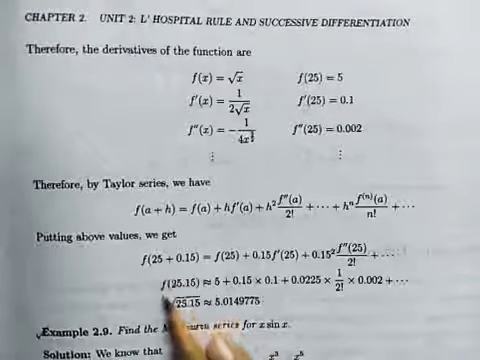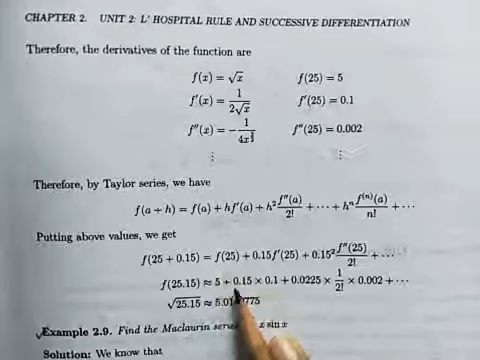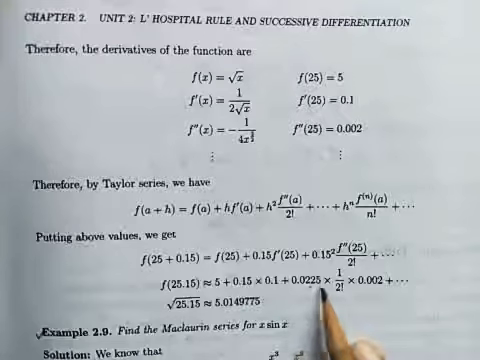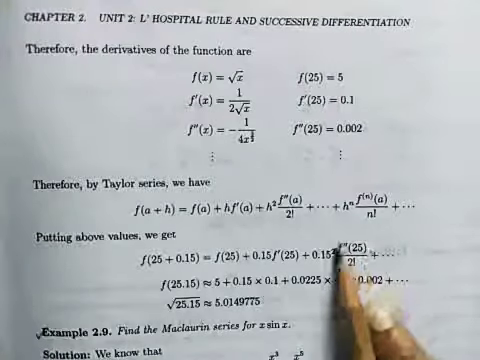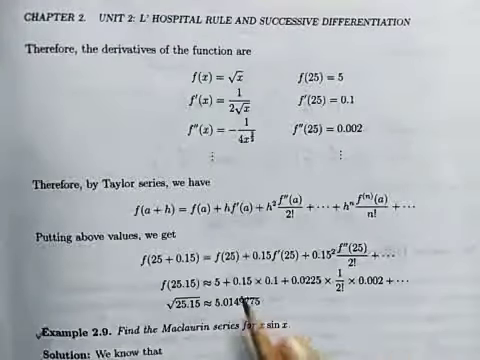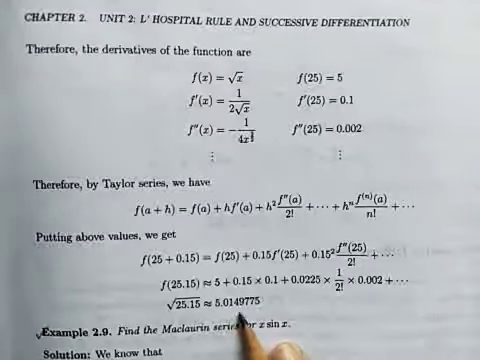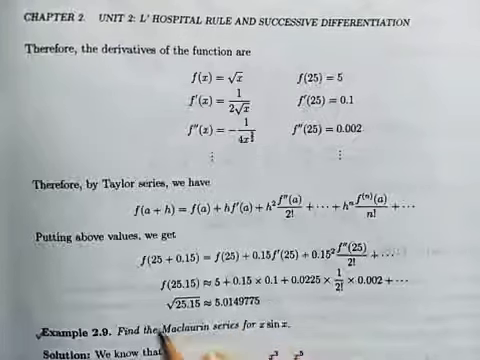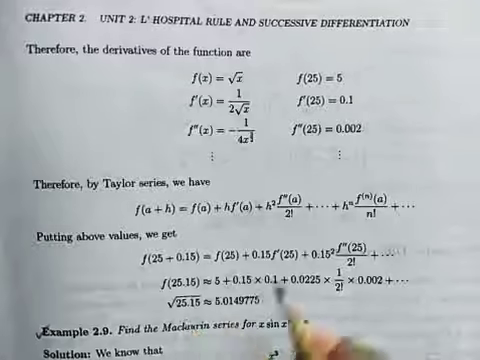Okay, so left hand side is f of 25.15, which is equal to f of 25 is 5 plus 0.15 into f dash of 25 is 0.1 plus 0.15 square into 1 upon 2 factorial into f double dash of 25 is 0.002, and after solving this we get our answer is 5.0149775. Okay, so this is the value of square root of 25.15.